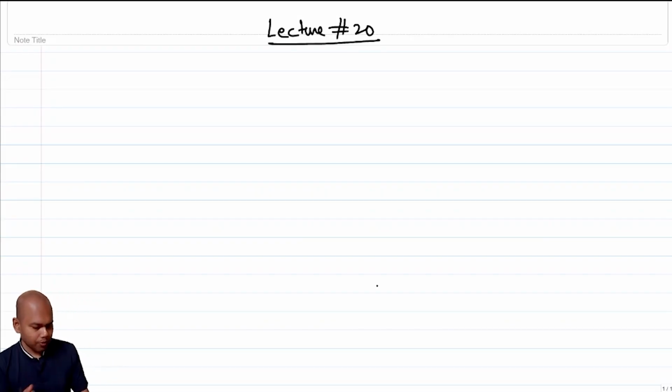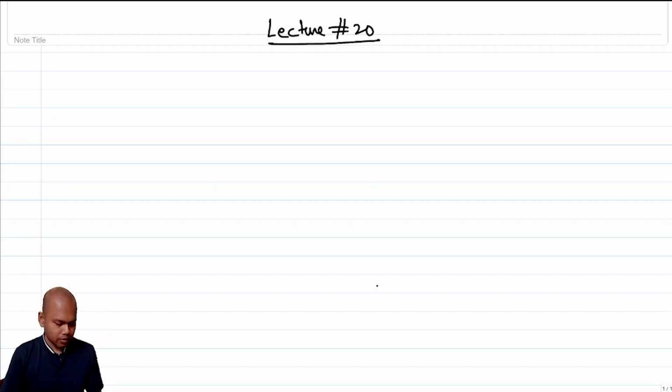So up until now we have been discussing noise figure, or rather we have been discussing how to calculate noise figure for a given network. We took the example of a common source amplifier and we saw what are the handles that we have to reduce the noise figure, right?